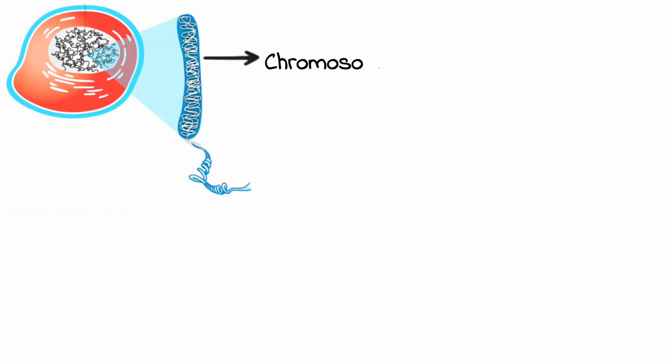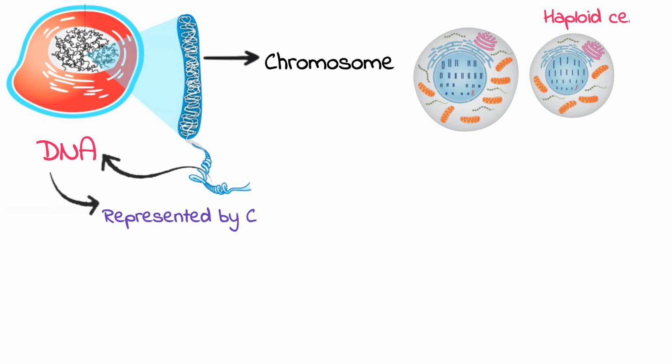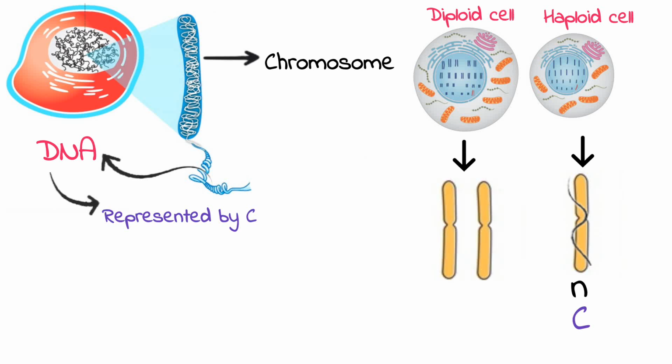Another concept that is important is the number of DNA strands in a chromosome. Normally, a chromosome is made up of DNA strands and histone proteins. The DNA strands are represented by C. In a haploid cell, each chromosome is single, so there is 1 DNA strand in each chromosome. Therefore, a haploid cell is represented by N and C. In a diploid cell, each chromosome is present in pairs, so there are 2 DNA strands. It is represented by 2N and 2C.